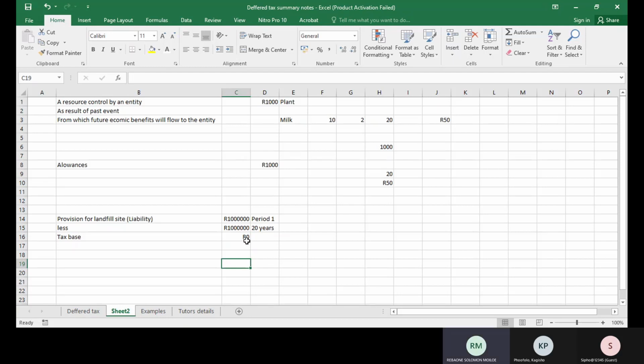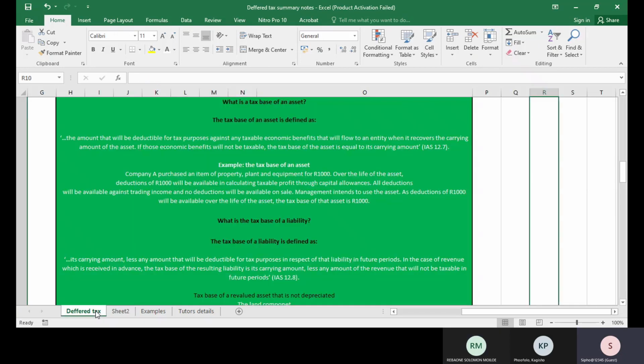Remember when you calculate the deferred tax, you take the carrying amount, am I right? You minus the tax base, you get the temporary differences. Have you wondered why always with liabilities your tax base is 0? You have seen that situation, am I right? It comes from here, Solomon. You see our tax base is 0. So basically, this definition here.